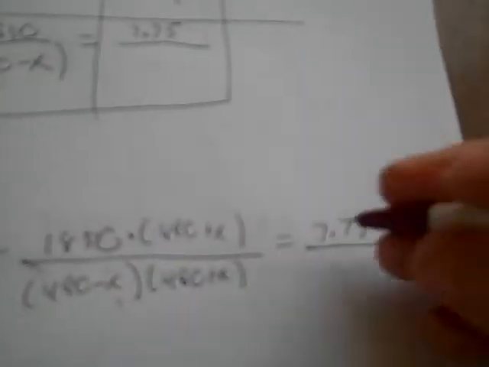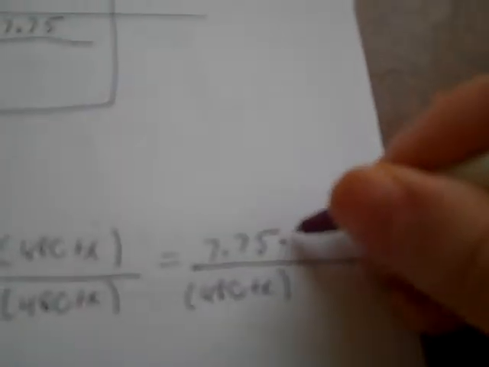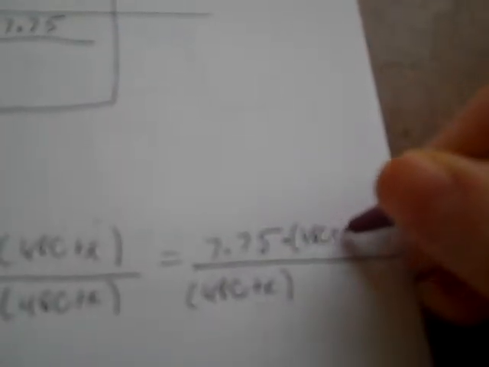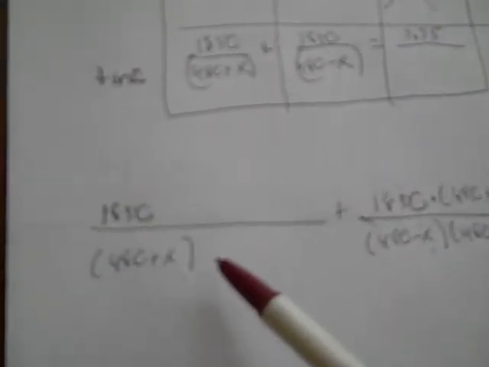Okay, so 480 plus X, I got 1, 0, 0. Okay, we need to raise them all up to 1. So parentheses 480 plus X times 480 plus X. Then 480 plus X times 480 plus X. Didn't give myself a lot of room there. Now everything has one factor of 480 plus X. Now 480 minus X, I got 0, 1, 0.